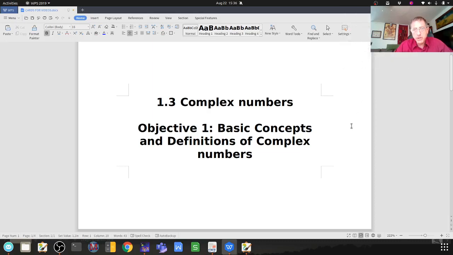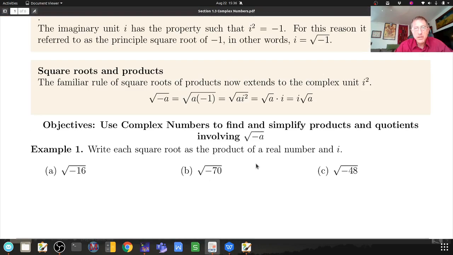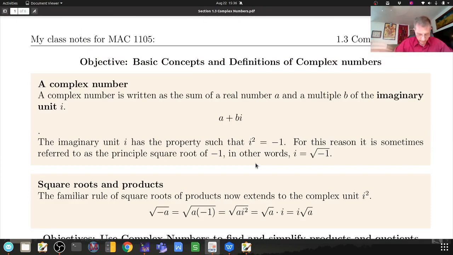So we're going to start out in Chapter 1, Section 3 on complex numbers. And our first objective is going to just look at the basic concept of complex numbers and their definitions. Now you should have encountered this in intermediate algebra at the very end.